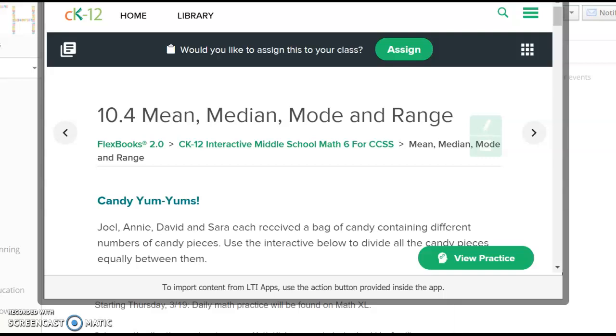This week's assignment deals with mean, median, mode, and range. You've already heard a few of these words and actually found the mode and found the range on some assignments already. So some of this might be a little bit of a review. Mean, median, mode, and range are all the central tendencies or measures of center. Okay, measures of center.